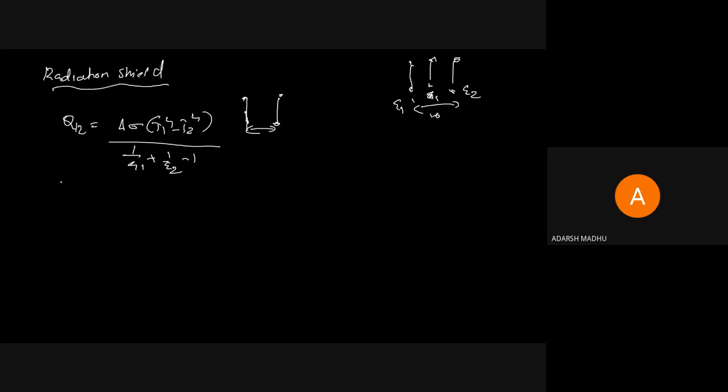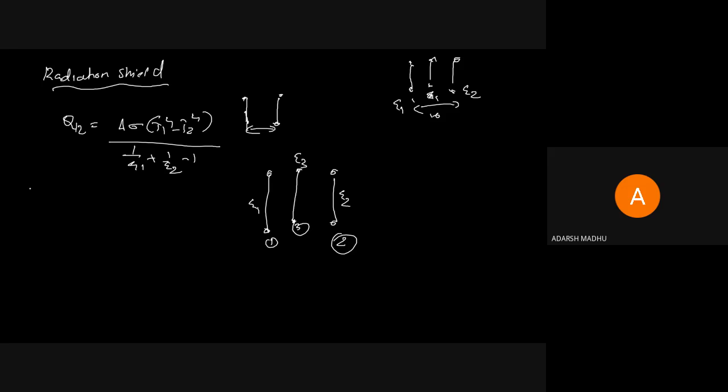If there is a radiation shield, I'm drawing the figure. There is the first surface, the second surface, and a radiation shield between them, which we take as a third body. The first body has emissivity epsilon 1, the second body has emissivity epsilon 2, and we treat the radiation shield as emissivity epsilon 3. The shield's emissivity value will be given in the problem, and it has a temperature T3.